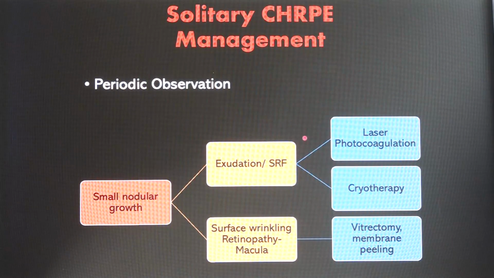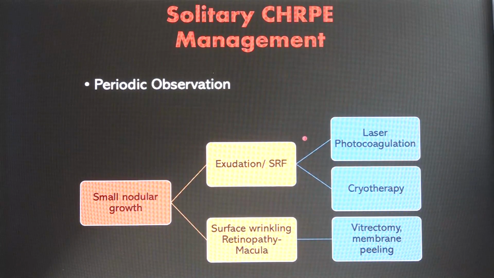The most commonly applied treatment is periodic observation. If you do have a lesion with a small nodular growth, and it has given rise to some exudation or subretinal fluid, laser photocoagulation or cryotherapy will work well, because these lesions are far in the periphery. Or if there is surface wrinkling, retinopathy, and a lesion representing a macular, vision-threatening component, you can also add vitrectomy and membrane peeling for the same.